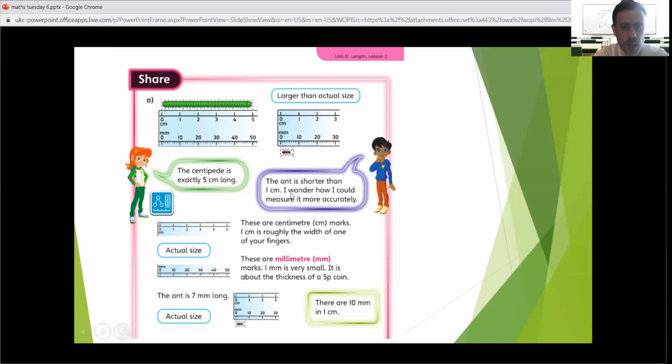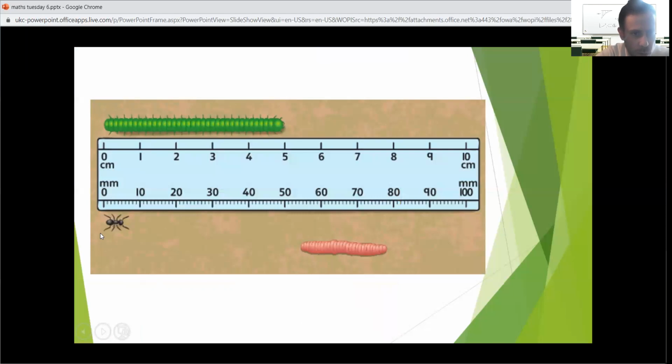Oh, this guy's saying what I was saying. This ant is shorter than 1 centimeter, so we're using millimeters for it. If you look closely, the ant is 7 millimeters long. Those tiny little marks on the ruler in between the centimeters are millimeters, and the ant was 7 of them. Let's have a little check back if we can.